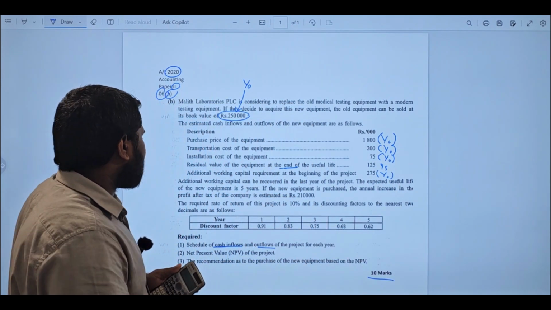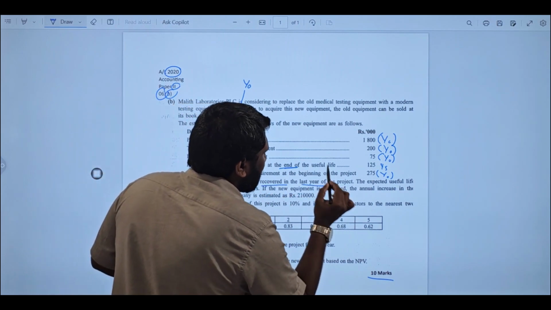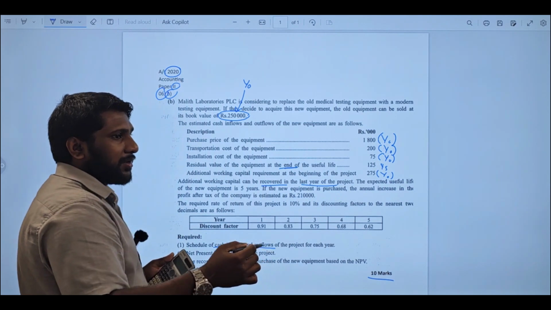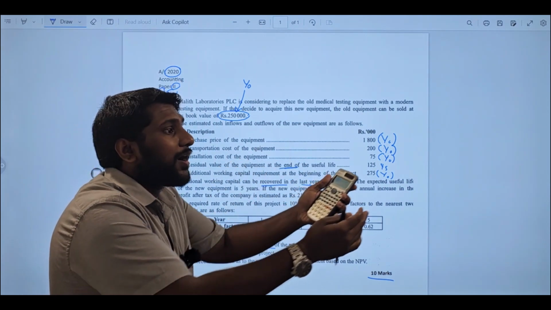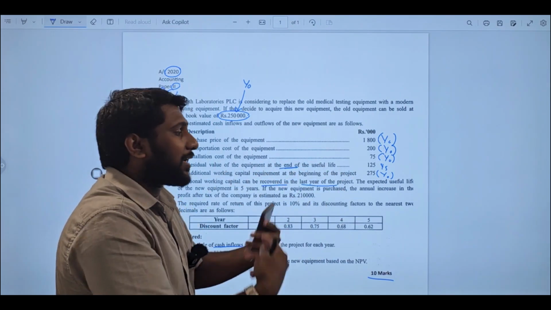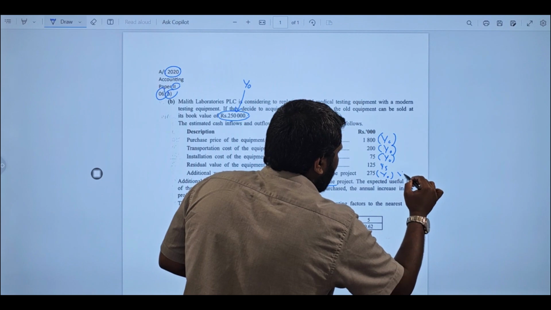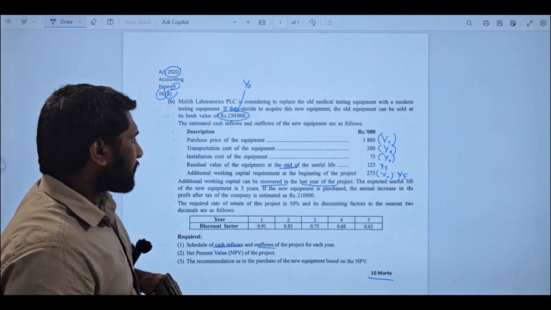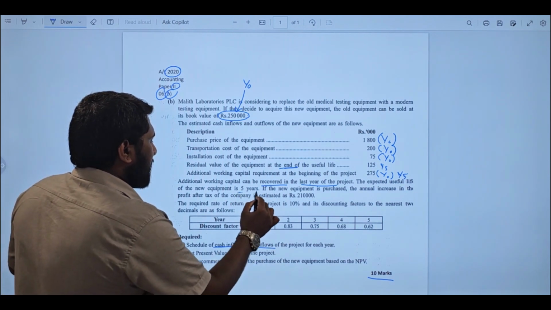But what you have to understand here, see, additional working capital can be recovered last year of the project. So this 275,000, yes, I will give. But once the project is over, I can get whatever the money that I gave for the working capital purpose. So there is going to be a cash inflow because of this particular transaction. The expected useful life of the new equipment is 5 years.